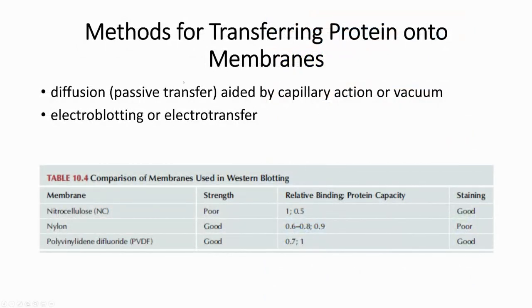And then the membrane, for transfer of protein to the membrane, you can have diffusion through capillary action, which is slower and not efficient. You can also do electroblotting or electrotransfer, using electricity to move the protein from the gel to the membrane. Normally for the Western blot, we use the nylon membrane, which is good, and the PVDF. These two are good, but the PVDF gives you a good staining. So these are the methods for Western blot.